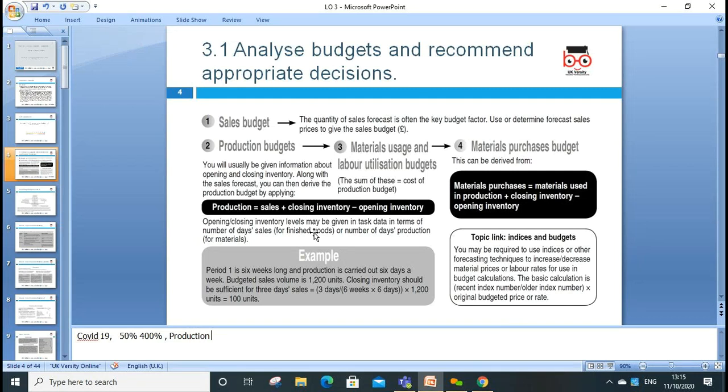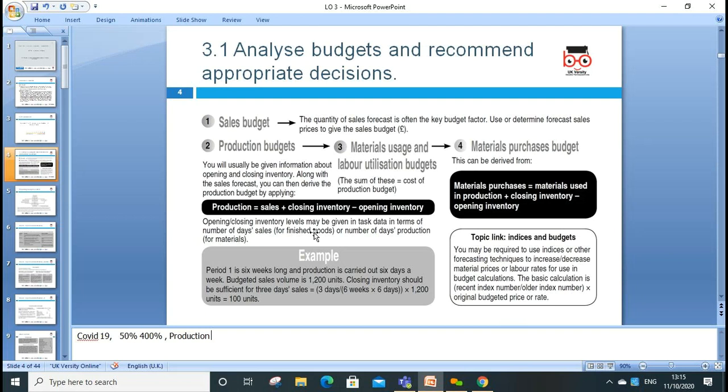Then for the material usage, you need to find how much material we need to buy, and how much labor or new staff we need to recruit to meet the demand of the product we are expecting, the material purchase budget. So all budgets are linked with the sales. If the sales slow down, all these budgets will be reduced. If we are making the production budget, it is sales plus closing inventory minus opening inventory, so we can say how many units we are supposed to produce.